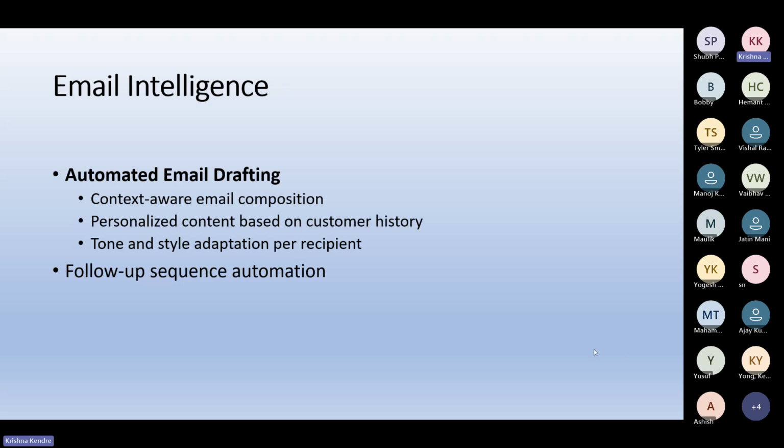Then follow-up sequence automation. So email intelligence automates the follow-up sequence as well. If a prospect doesn't respond, the system can automatically send a polite reminder, share additional resources, or escalate to another communication channel, keeping engagement consistent without manual effort. So one of the biggest advantages of AI in customer engagement is the automated email drafting that we have seen.